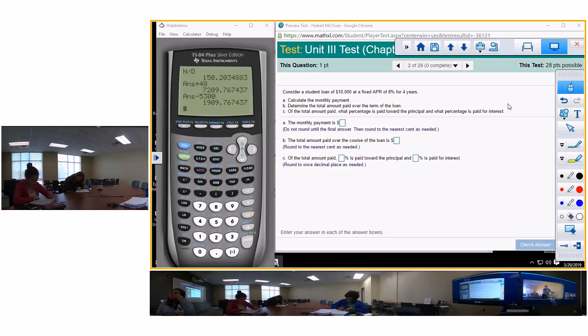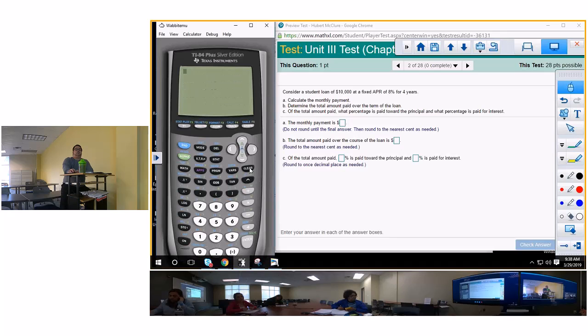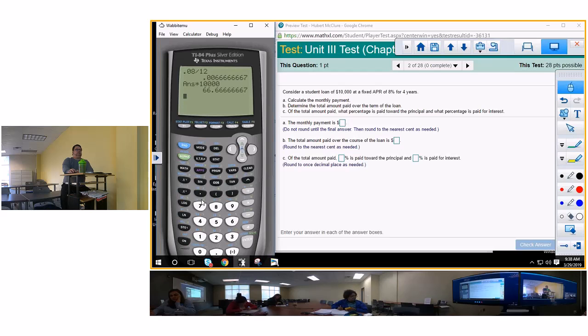So, what is the numerator? The numerator is R over N times what? 10,000, right? So, 0.08 divided by 12 times 10,000. Did everybody get that for the numerator? Yes. So stow, alpha, N.